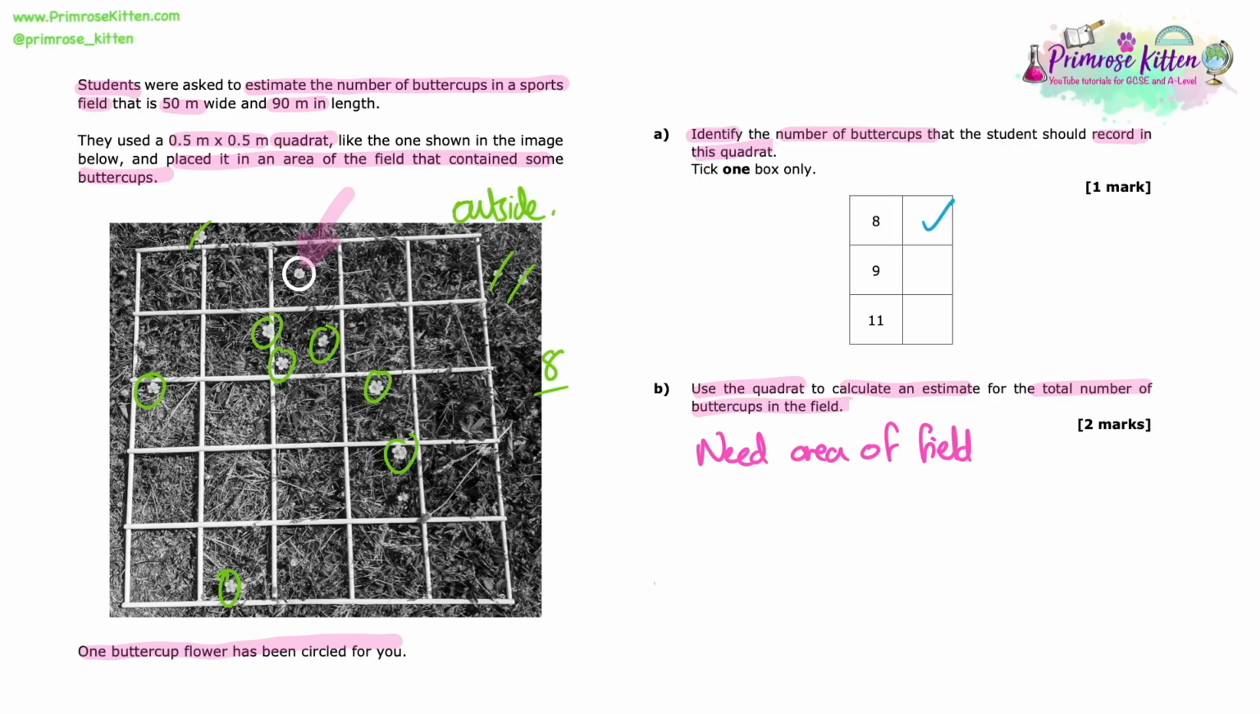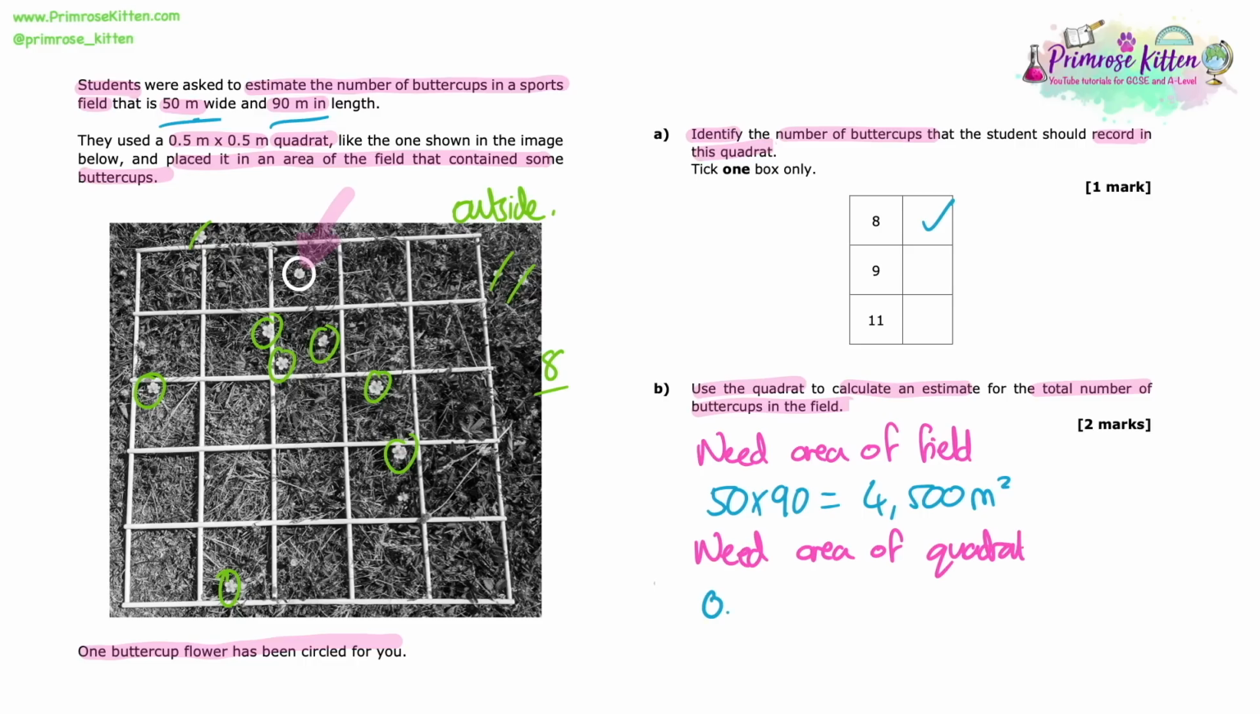Okay, so to do that, first of all, we need to calculate the area of the field. So the area of a rectangle is obviously just length times width, so 50 times 90. So that gives us 4,500 metres squared.